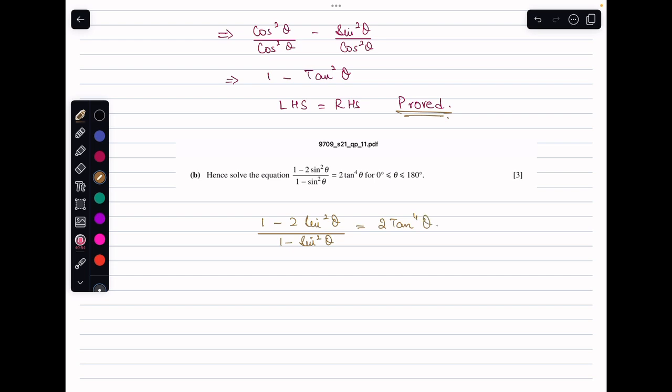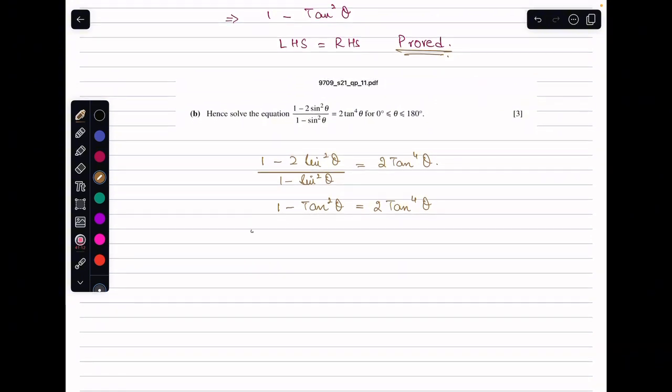So I have already solved part A. 1 minus 2 sine square theta over 1 minus sine square theta was equal to 1 minus tan square theta, which then is equal to 2 tan to the power 4 theta. So I can just arrange the equation so that it becomes 2 tan to the power 4 theta plus tan square theta minus 1, and this then is equal to 0.